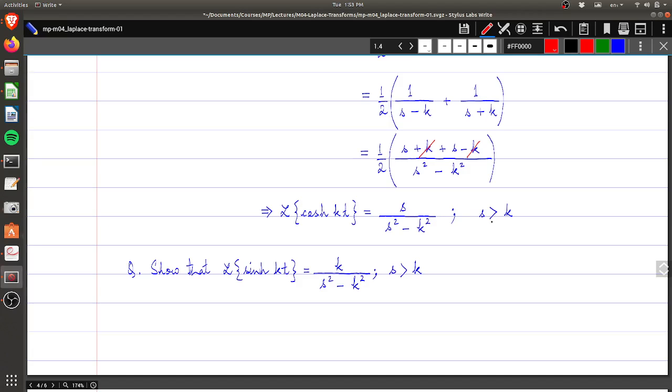Okay, so I leave this to you as homework. You can see it's pretty straightforward, very simple. The problems are not at all difficult. So I'll leave this problem to you as homework. Please do it in the same way as we had done for the hyperbolic sine kt.